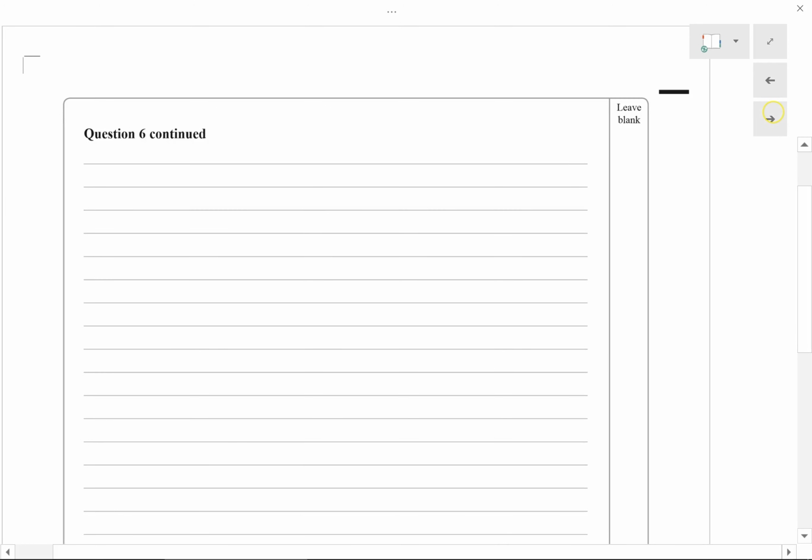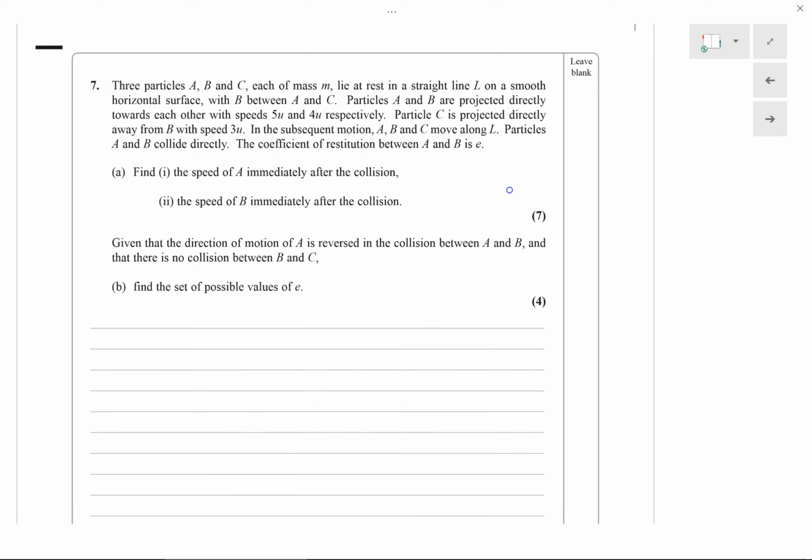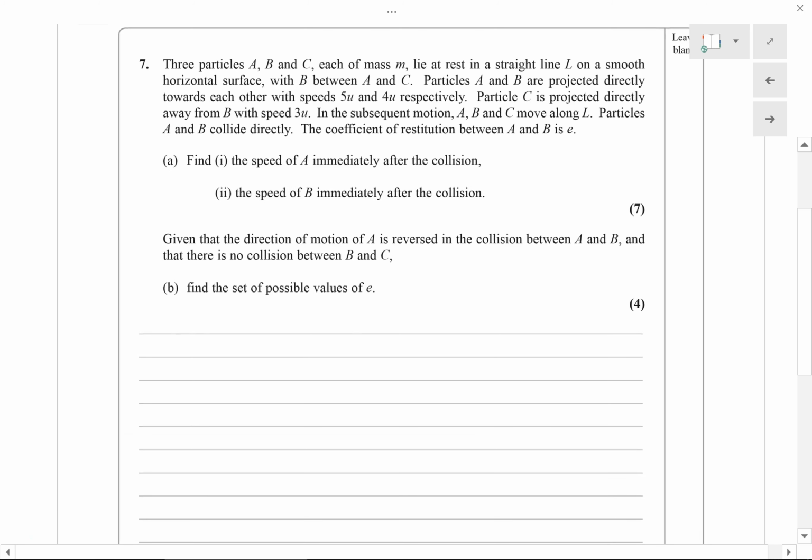The blank page again. Okay, right, so we've got a little bit of collisions going here. Right, let's just see what we've got. We've got 3 particles A, B, C, each of mass m. So m is going to cancel. Nice. And we're going to look at it. We've got the particles A and B projected directly towards each other. So it's always good to do a before and after diagram. Before, we've got A going towards this one with 5u, and B is going in this direction with 4u.